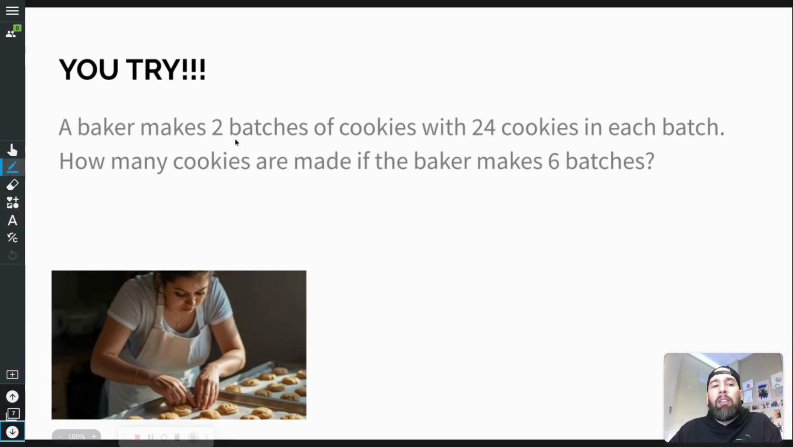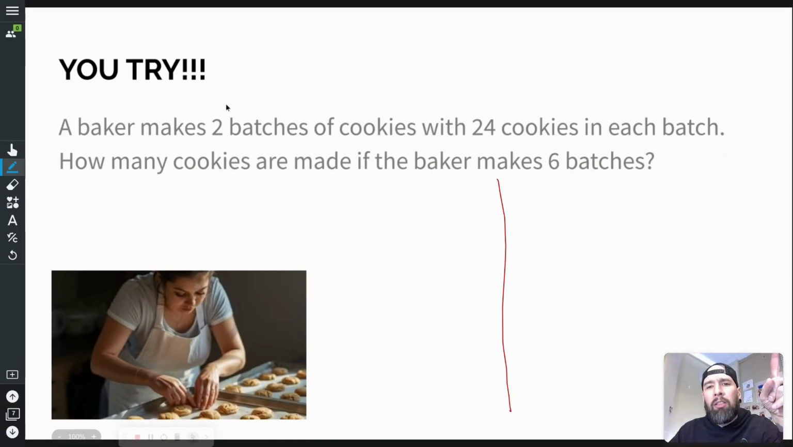A baker makes 2 batches of cookies with 24 cookies in each batch. How many cookies are made if the baker makes 6 batches? So this is how I'm going to handle it. You can handle this 2 different ways, and we'll look at 2 different ways that you can do this. So let's split this down the middle, and I'll show you 2 ways, an easy way and a harder way.